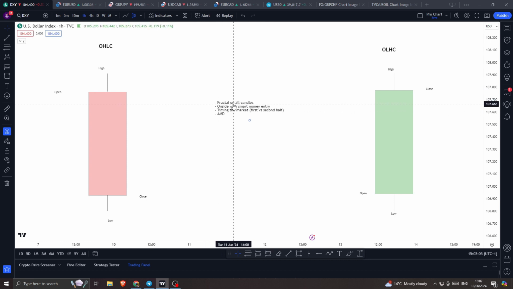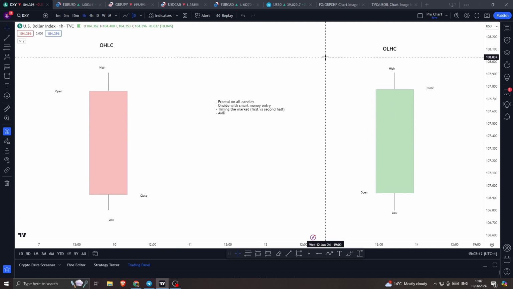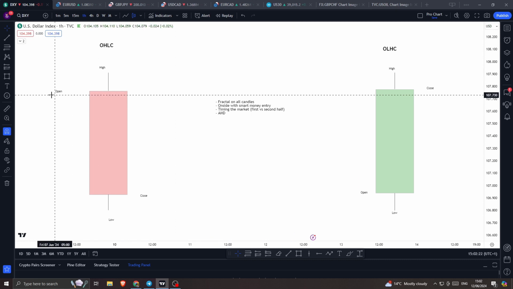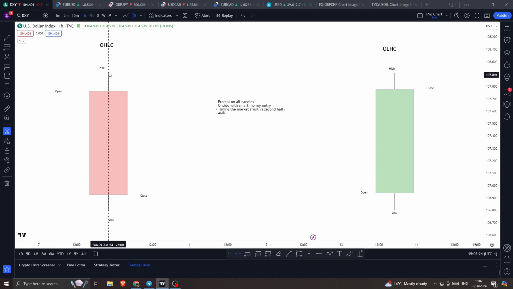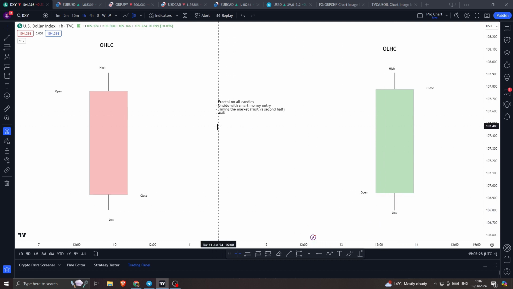So it's fractal on all candles. This means that the OHLC, both of them, appear on all time frames. So the weekly, the monthly, the daily, the H4, the 1 hour, the 1 minute, all time frames have the same method of opening high if bearish, or opening low if bullish.